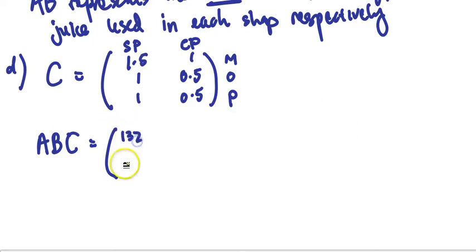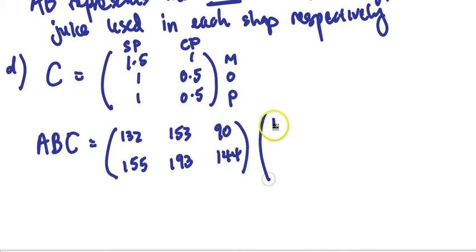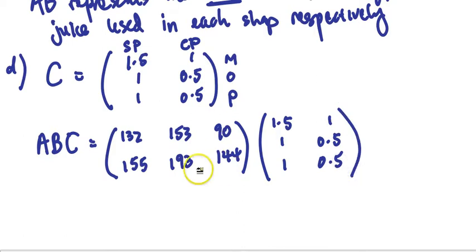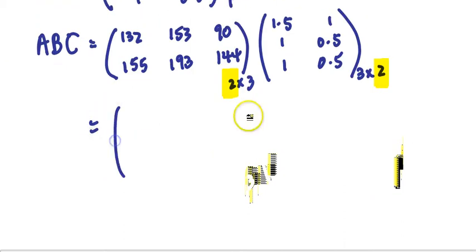It is 132, 155, 153, 193, 90, and 144. And this is your C. Again, as we do matrix multiplication, you know that this is a 2 by 3 matrix. This is a 3 by 2 matrix. So in the end, you should end up with a 2 by 2 matrix.